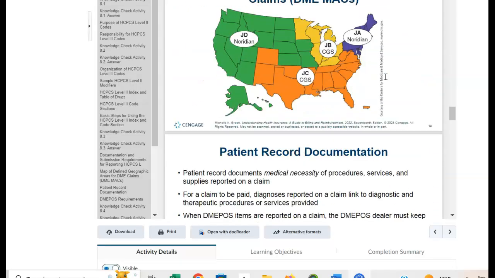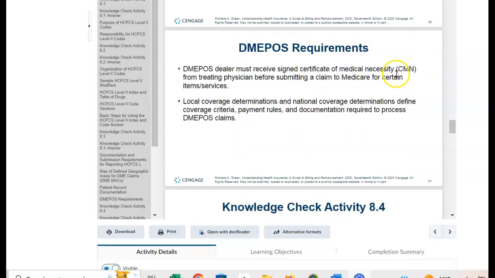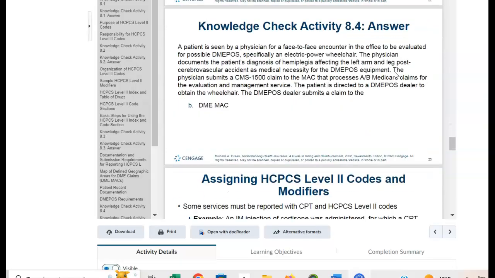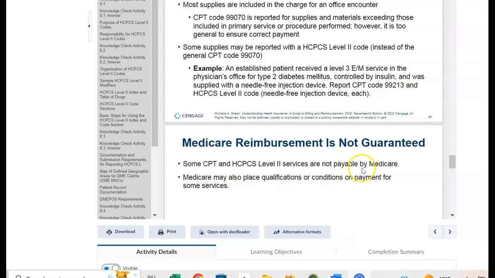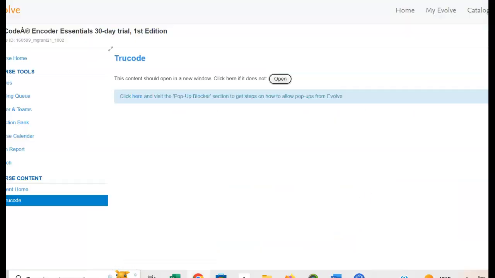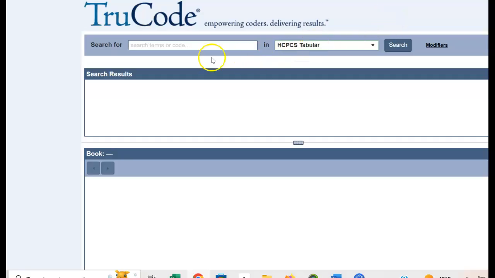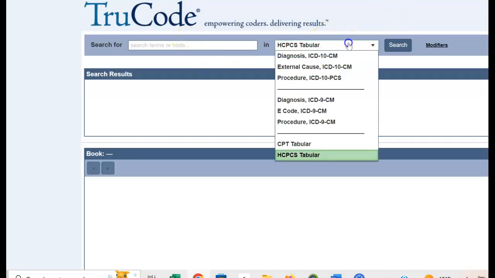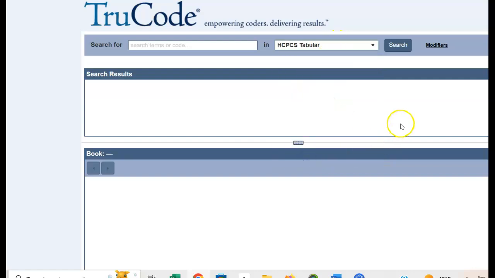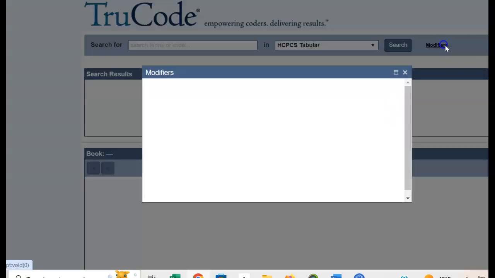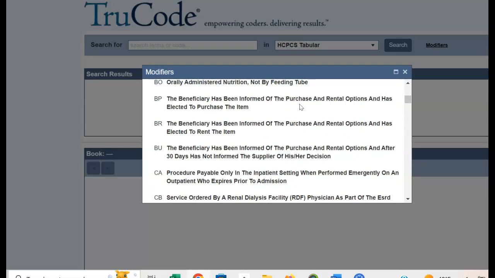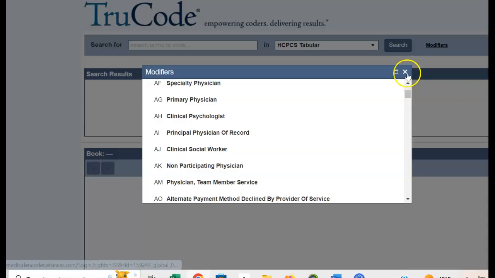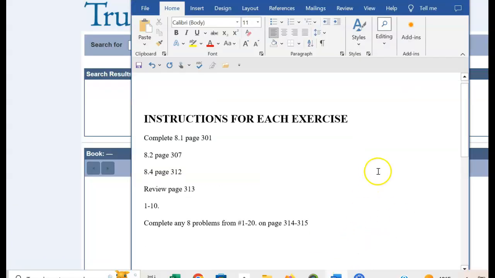Okay, so for the rest of this, I'm just going to have you read through the rest of the slides here, and I'm going to go ahead and move on to your assignment. So with your assignment, first thing you're going to need to do is TrueCode, okay? So when you're in TrueCode, the biggest thing here, you want to make sure on this little location thing that you are at HCPCS tabular, okay? And here, if you click on modifiers, it gives you all the different modifiers for HCPCS, okay? All right, so now let's pull up what your assignment's going to be for this week.